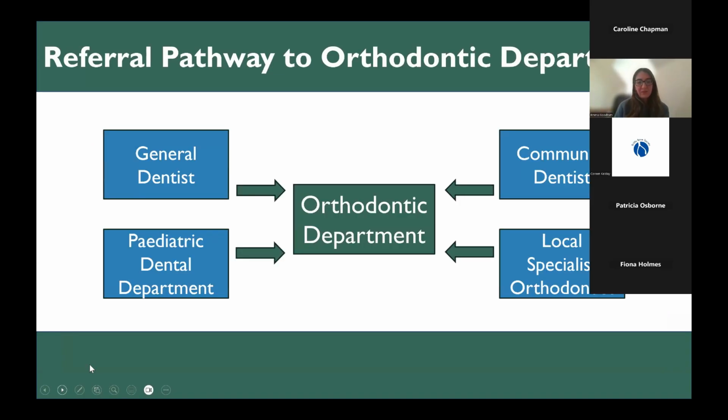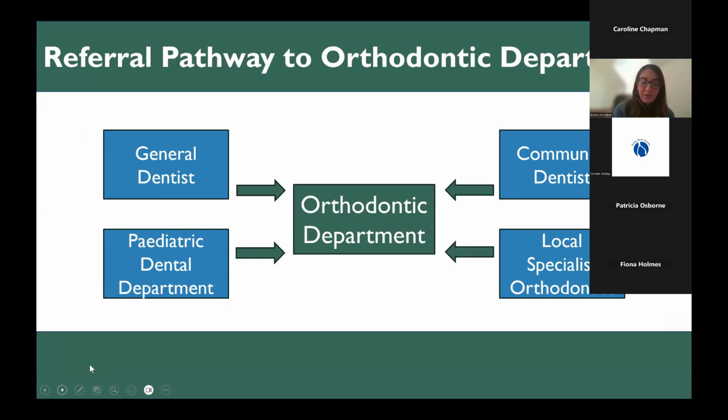Right, yeah. So this is where we were. So if a specialist such as me is in the orthodontic department of a hospital, how is it that you can come to see us to get an opinion? So your general dentist can send you in to us. If you're being seen by the community dentist, they can send you in to us. If you're being seen by a pediatric dental department, they can ask us to assess you.